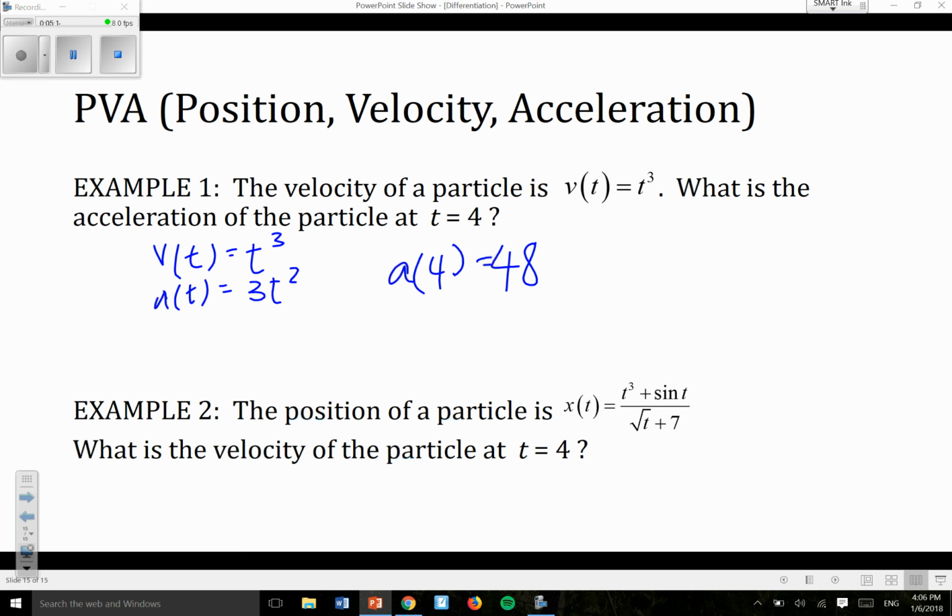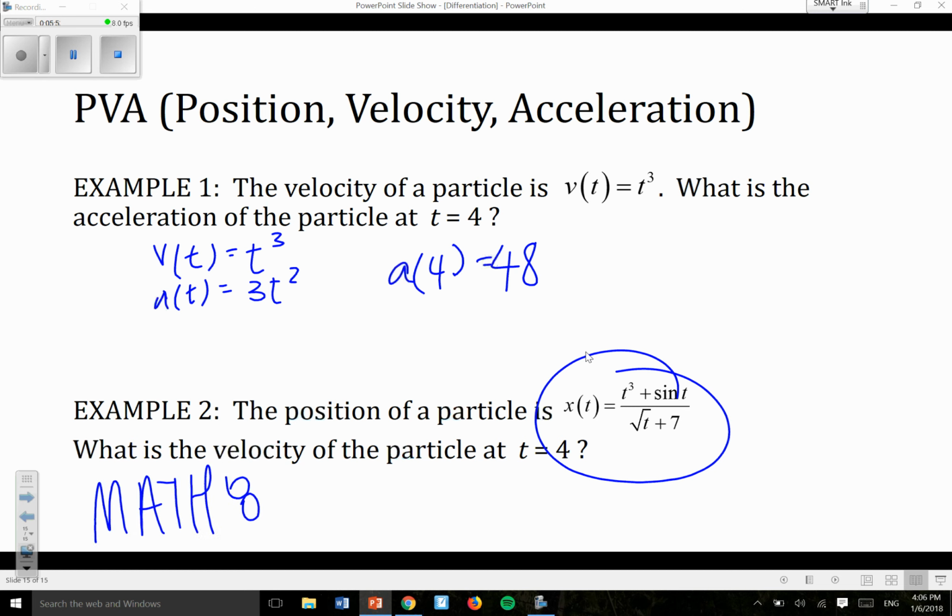To go from position to velocity, we need to differentiate that function. You would have to do some pretty messy quotient rule, which doesn't sound super appealing to me. And I'm telling you now that a function that looked like this would be on the calculator active portion of your exam. So let's practice using our calculator. I think that we as a class are pretty comfortable integrating using Math 9, but don't forget that you can differentiate using Math 8.